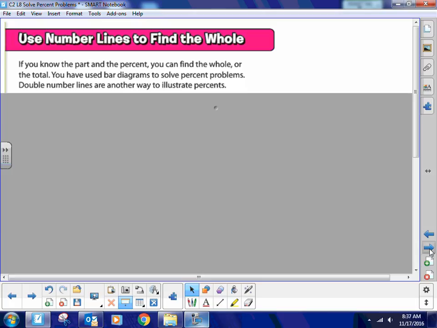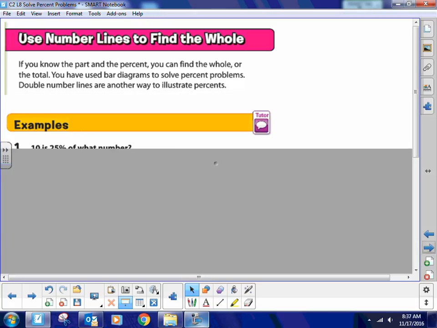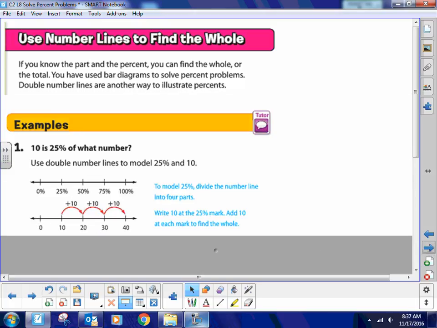If you know the part and the percent, you can find the whole or the total. You have used bar diagrams to solve percent problems. Double number lines are another way to illustrate percents. All right, so here we go. They have this double number line.